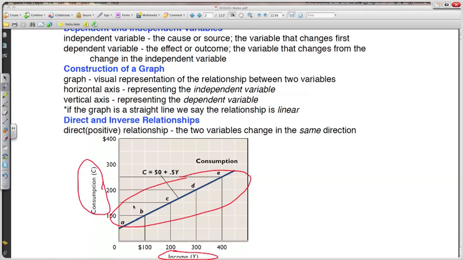In this graph, it's showing a direct or positive relationship. So as income is increasing, we also see an increase in consumption. So if C increases, we also know that income will increase. Or in this graph, it's represented with a Y. So as C increases, we also have this increase in Y.